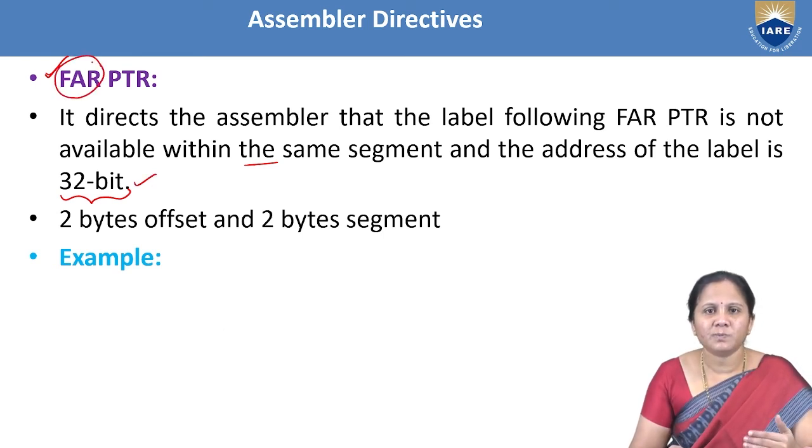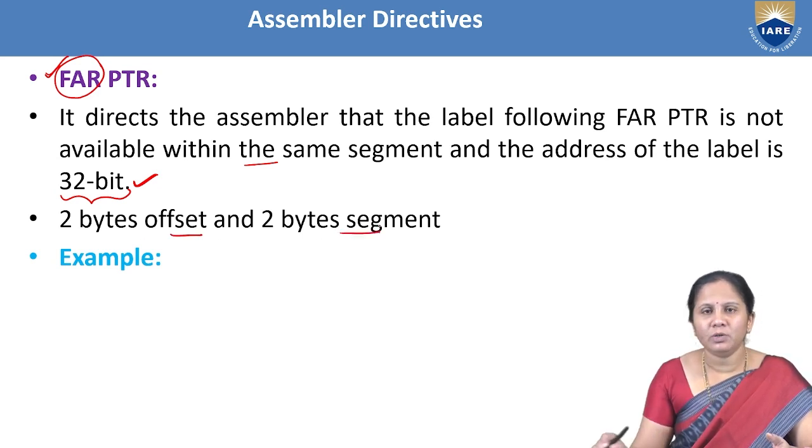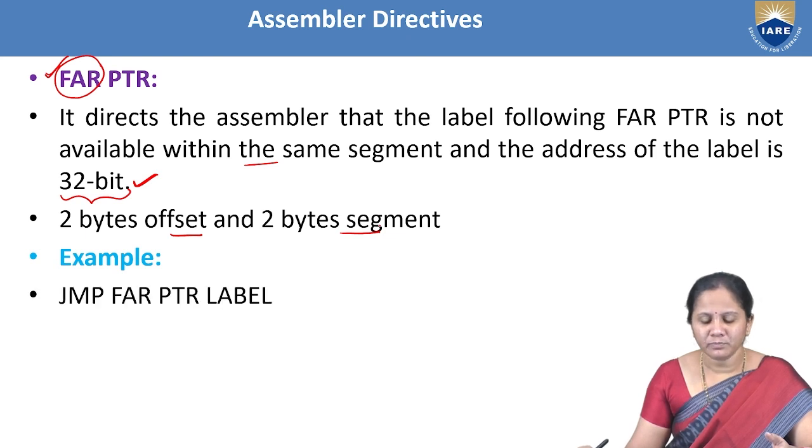For represents which is present out of the segment. So in order to find the address which is present out of the segment, compulsory segment address and offset address is required. So that is why in this 32-bit, 2 bytes are related to offset address and 2 bytes are related to segment address.